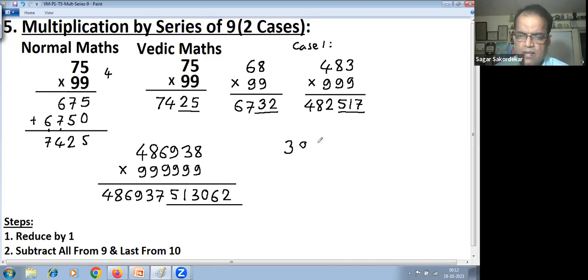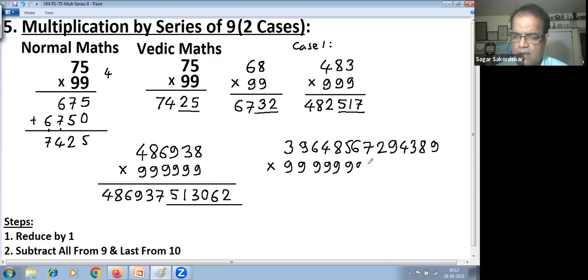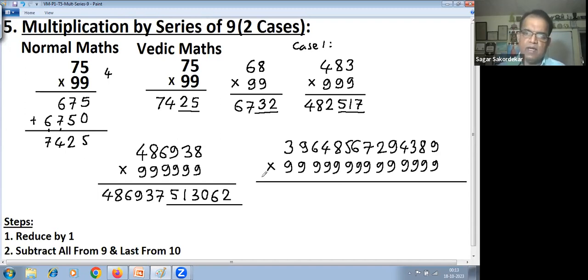Three, nine, six, four, eight, five, six, seven, two, nine, four, three, eight, nine. Divided by, the second number should be all 9s. So here, 1, 2, 3, 4, 5, 6, 7, 8, 9, 10, 11, 12, 13, 14. So the second number is all 14 nines. So the answer will be double of that, 14. That means a 28 digit answer.